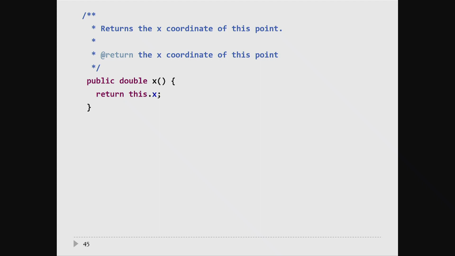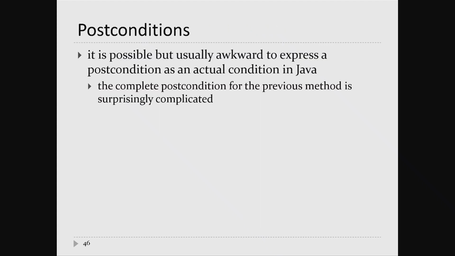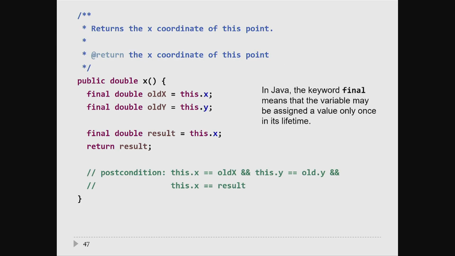So the actual postcondition is that the x coordinate of the point doesn't change when the method is called, and the y coordinate of the point doesn't change when the method's called, and the actual x coordinate is returned by the method. So it's actually quite hard to write these. It's awkward to express these in Java.